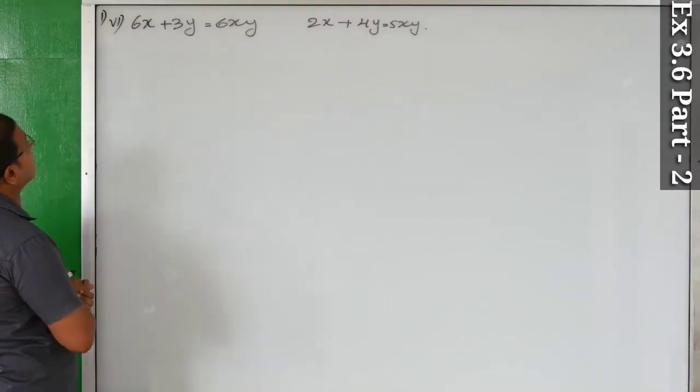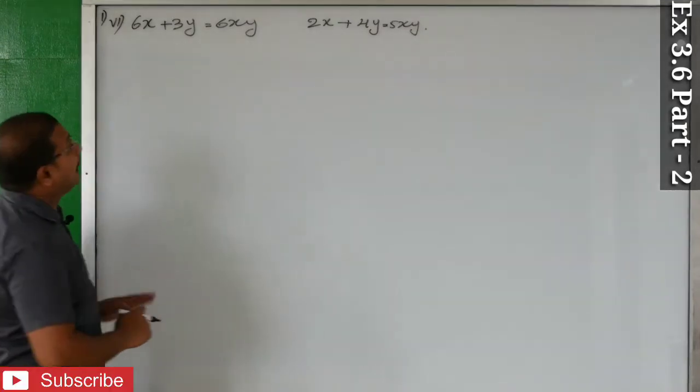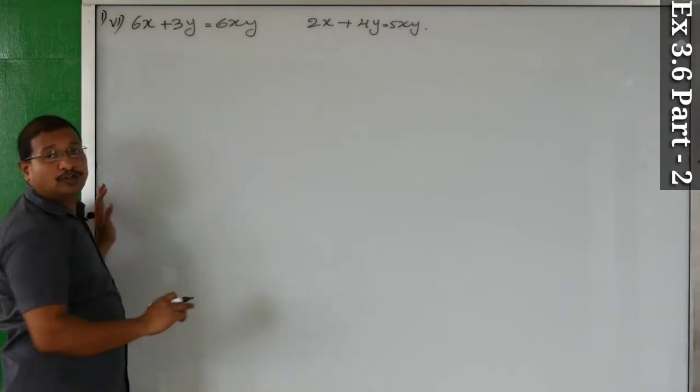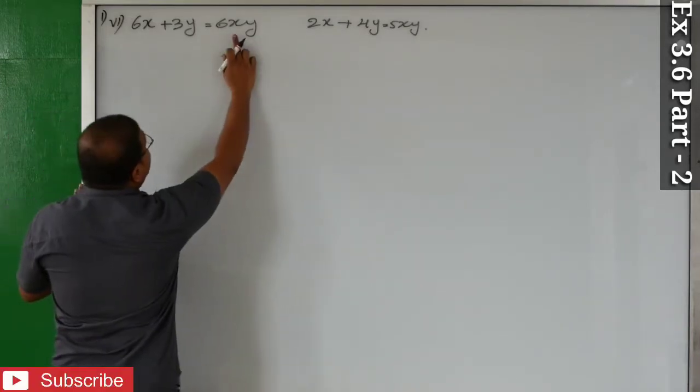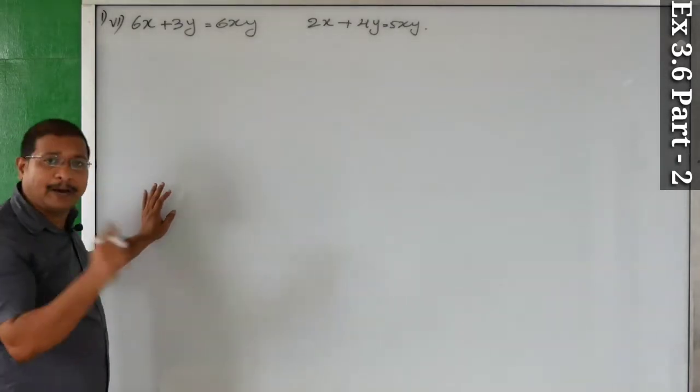I'll read the question once. 6x plus 3y equals 6xy and 2x plus 4y equals 5xy. See, now both the equations, in the right side xy is there, isn't it? To remove the xy, we will divide throughout by xy.